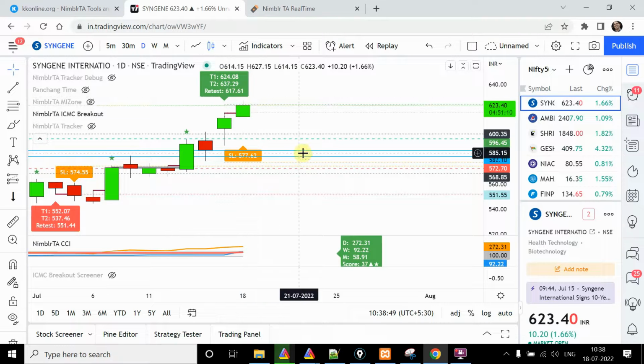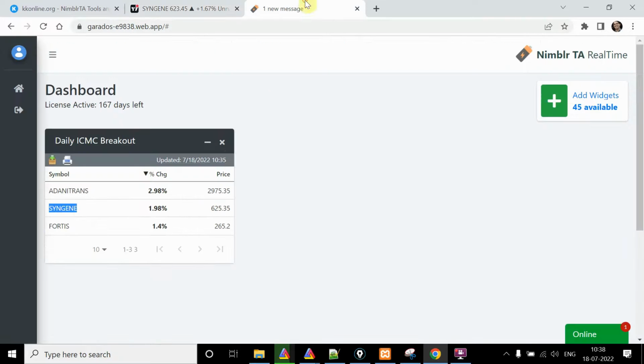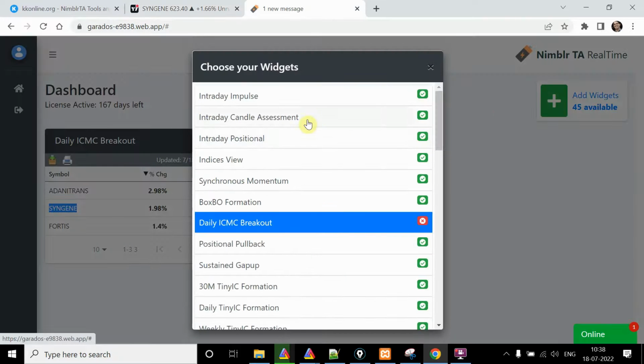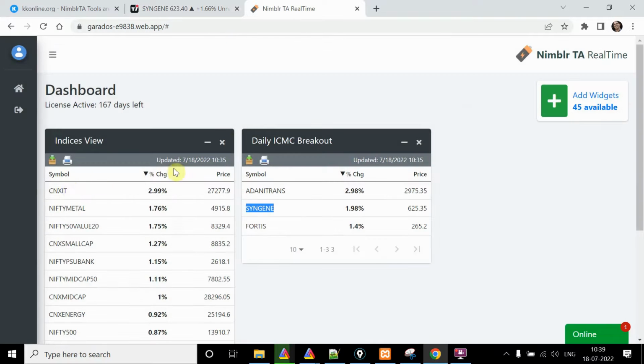This is something which is happening at 10:38 on 18th of July. So the markets are live and it is ticking right now. Similarly, I am interested to see how the indices are placed at this very moment. I click on indices. I see that CNX IT, that is the IT sector, is moving up, followed by metals, and then we have other indices.